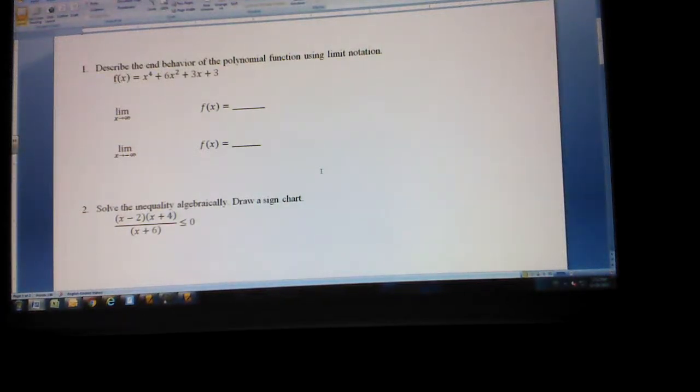Chapter 2, Review. Describe the end behavior of the polynomial function using limit notation.